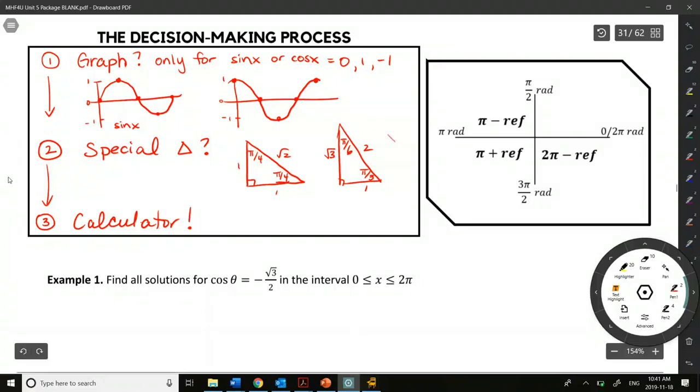Okay, so if I've used my triangles and I find that one of those could give me the ratio, I can find the other angle in the other quadrant by using 2 pi minus the reference angle, pi plus the reference angle, and pi minus the reference angle. I'll show you how we'll use that.